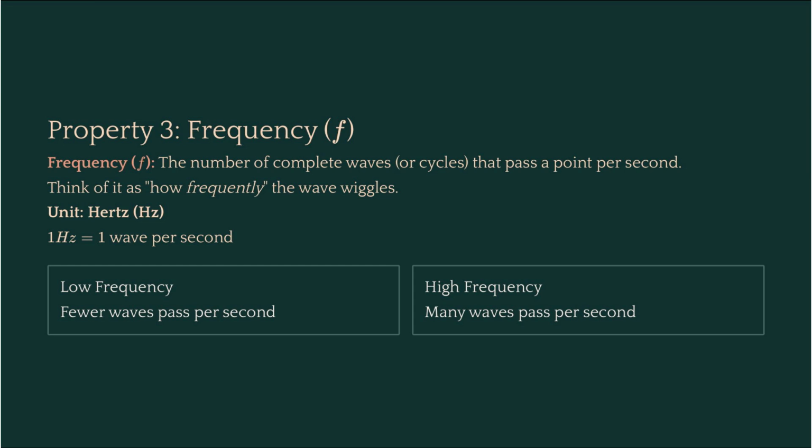The third property is frequency, or F. If wavelength is the length of the wave, frequency is how often it shows up. We measure it in hertz, which just means cycles per second. If you're at the beach and one wave hits the shore every second, the frequency is 1 hertz. If 10 waves hit the shore every second, the frequency is 10 hertz. A high-frequency wave is a very fast, wiggly wave.